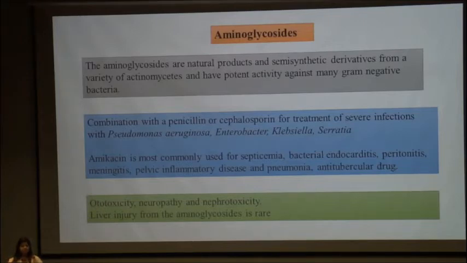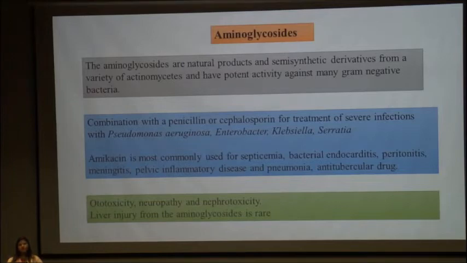And amongst these, amikacin is the most commonly used. As we all know, even in our setup, amikacin is most commonly used. It can be given in septicemia, bacterial endocarditis, peritonitis, even meningitis, as it crosses the blood-brain barrier, pelvic inflammatory disease, pneumonia, and also as a part of anti-tubercular therapy. However, liver toxicity with aminoglycosides is not an issue, but other toxicities like ototoxicity, nephrotoxicity, and neurotoxicity are very important factors which determine the reduced use of aminoglycosides.